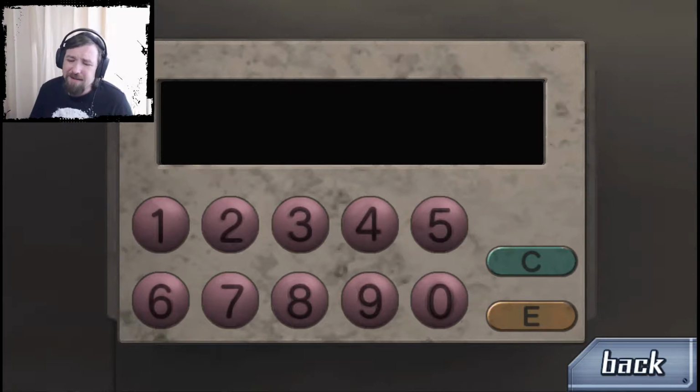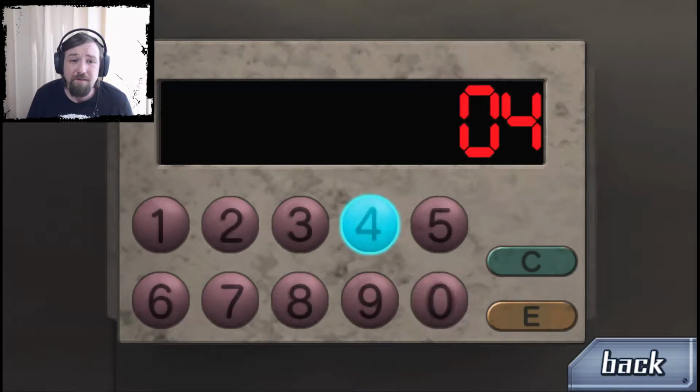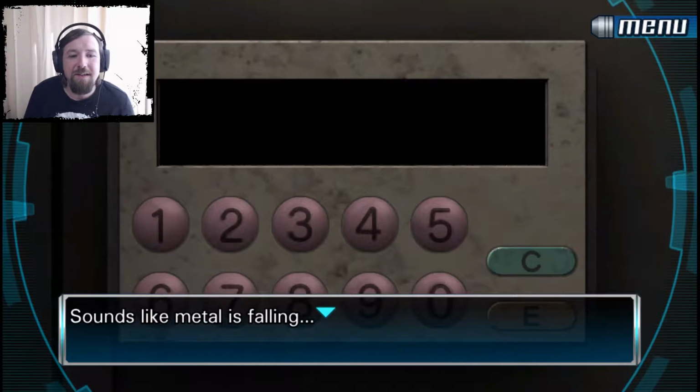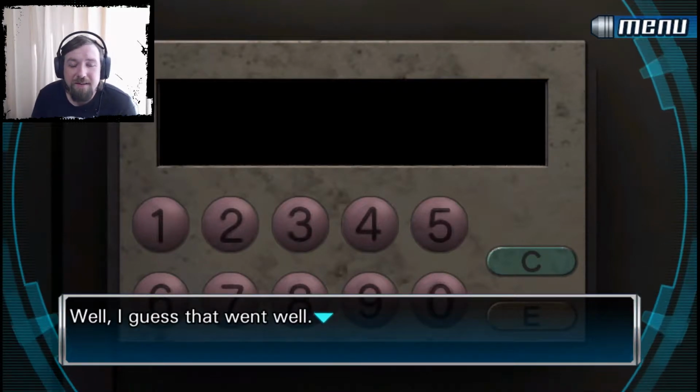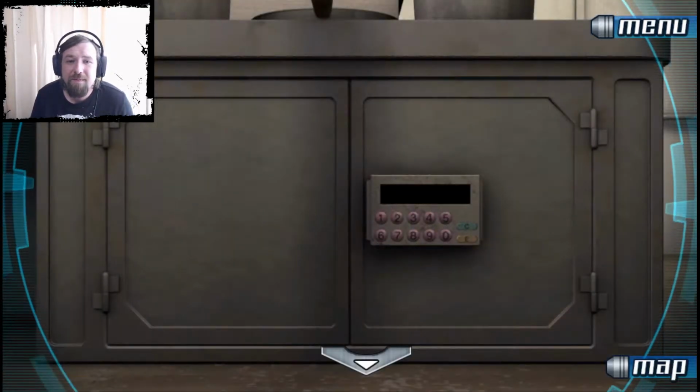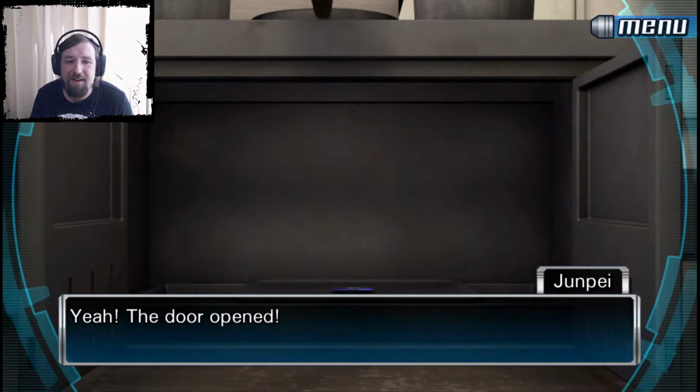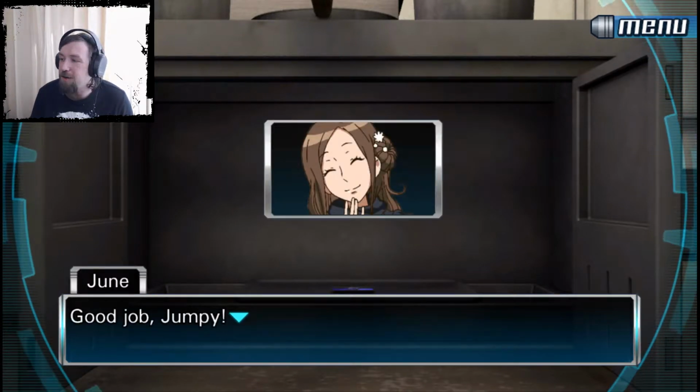It does say plus, though, doesn't it? So, well, 12 plus 16 plus 15 is 43? But that's not a 3-digit number. Maybe 043? Yes! Sounds like metal's falling. Oh, I guess that went well. Yeah, the door opened. Good job, Jumpy.